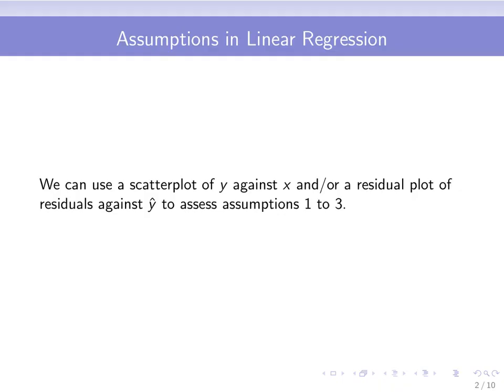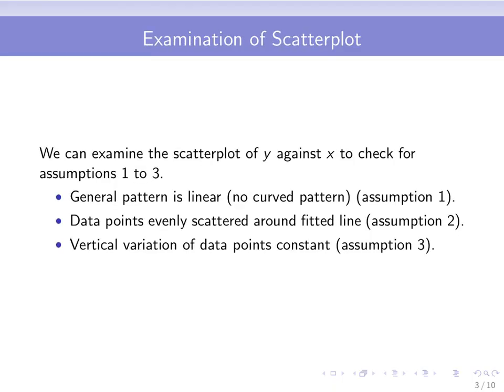So what features are we looking for in these settings? If you're looking at a scatter plot of the y variable against the x variable, you want to see whether the general pattern is a straight line, right? So obviously you don't want to see a curved pattern. The data points should be evenly scattered around the fitted line, on both sides of the fitted line, for the average of the errors to be zero. And the vertical variance, right? The vertical distance of your data points should be constant.